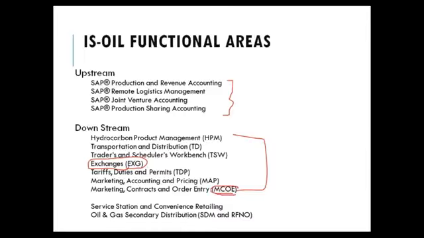Okay. So all those things they will discuss. Service station and convenience retailing, and oil and gas secondary distribution, these are two other different modules. But in our IS oil course, we will be discussing only these. Generally the companies use a third party rather than the IS oil modules. They use third party systems called PDI.